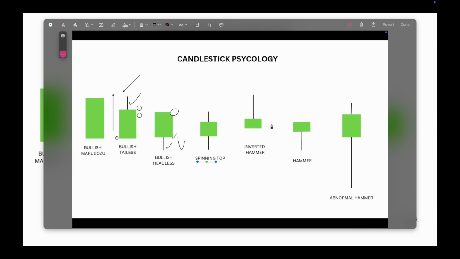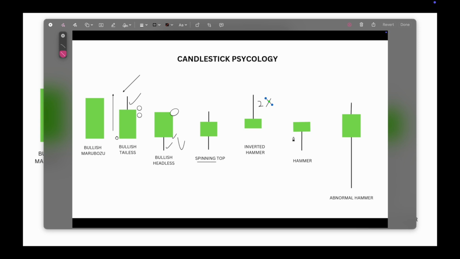Similarly, hammers. This is the inverted hammer. Why is it inverted? Because the wick is on the upper side, and the wick is twice the size of the body of the candle. If the wick is twice the size of the body, that is a hammer. A hammer is a very tricky candle. It refers to indecision of the market.